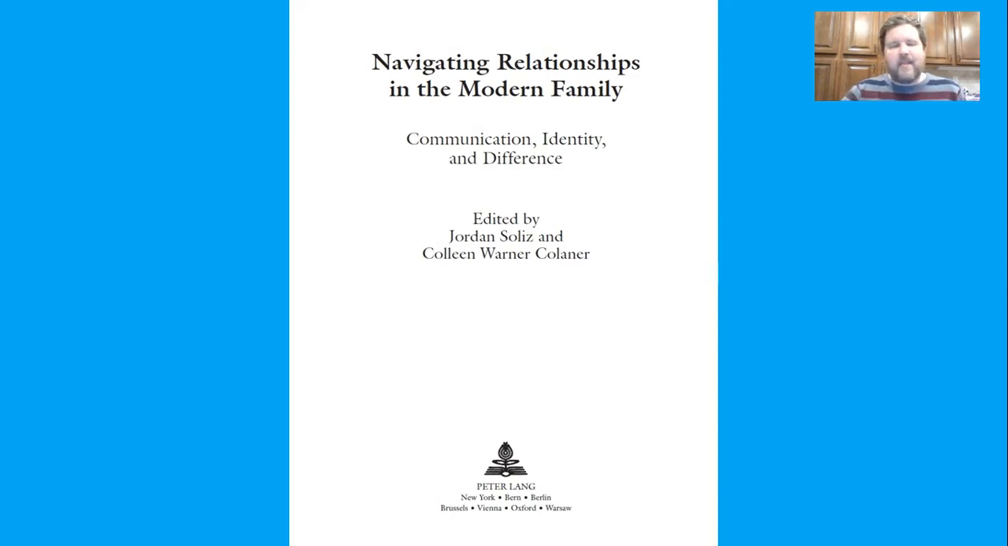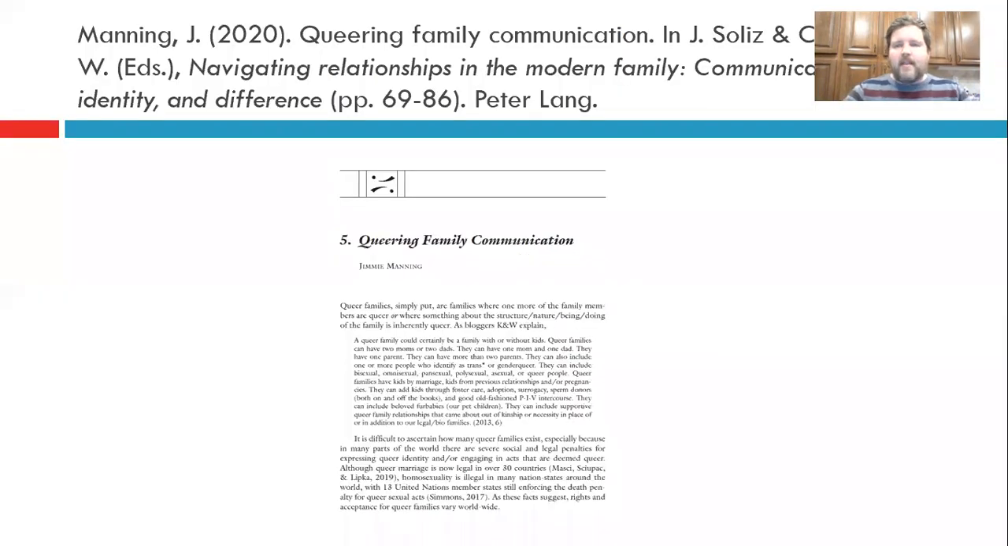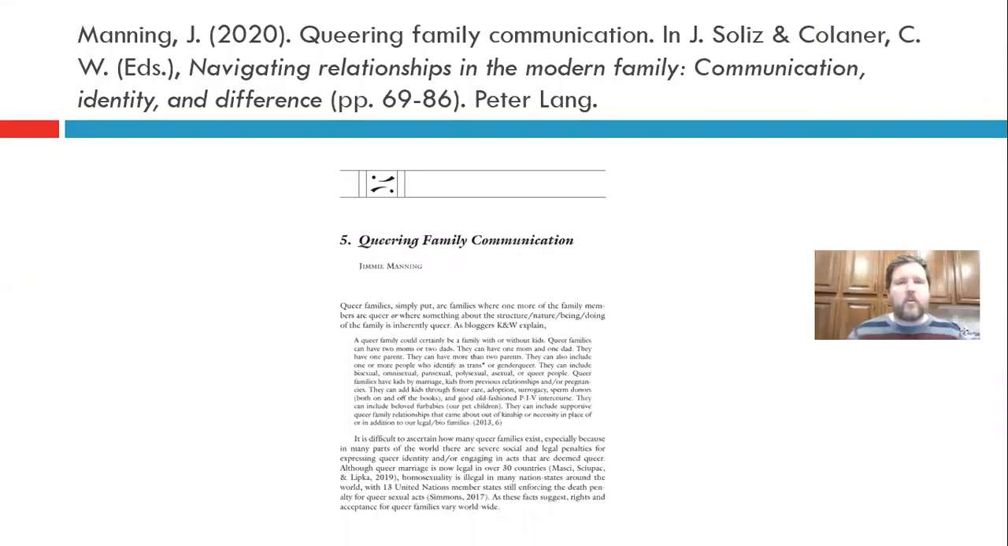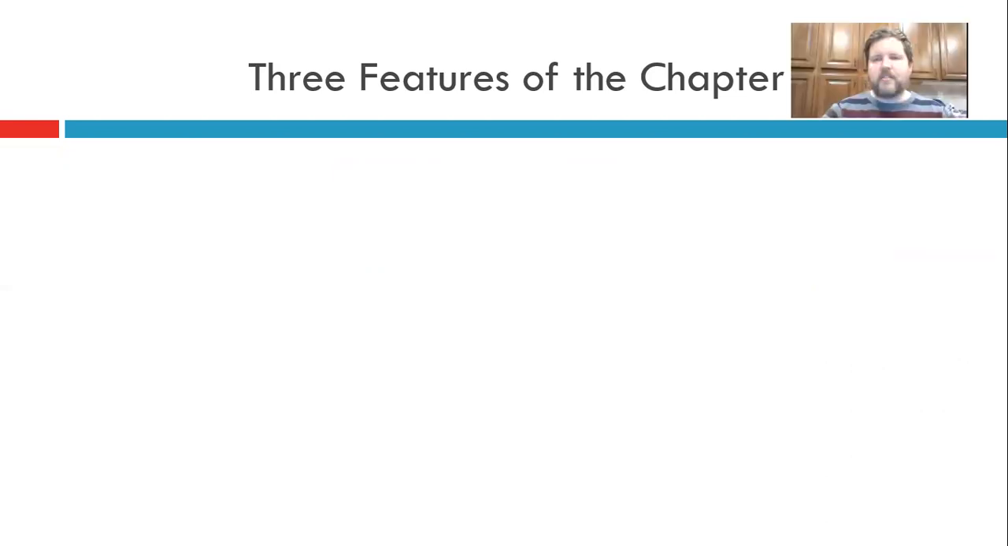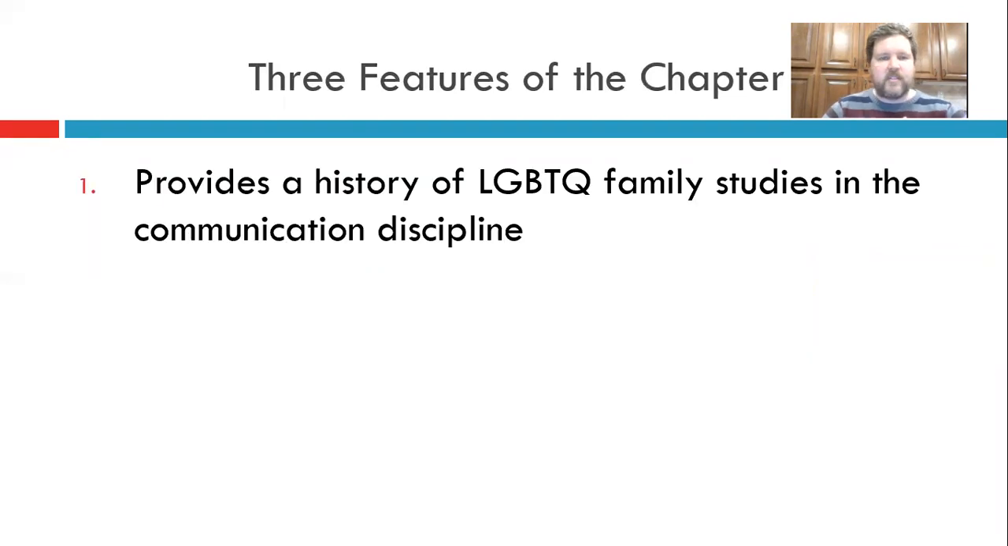Highly recommend. I got to read an advanced copy because I had a chapter in it, and that chapter is Queering Family Communication. And so that's the next reading that I want to discuss for today. This chapter has three features that I think can be useful in a family communication classroom. One of these features that I'm going to point out is not central to the chapter, but based on experience from teaching in the classroom, students tend to like it.